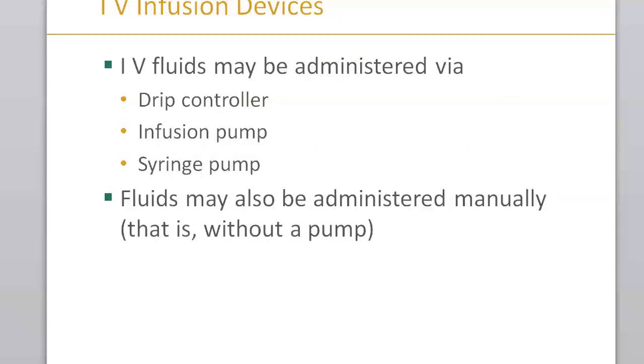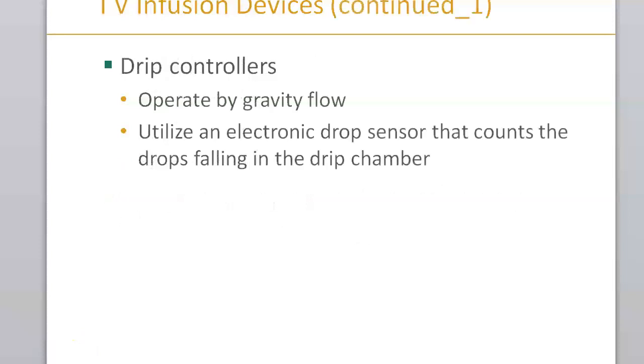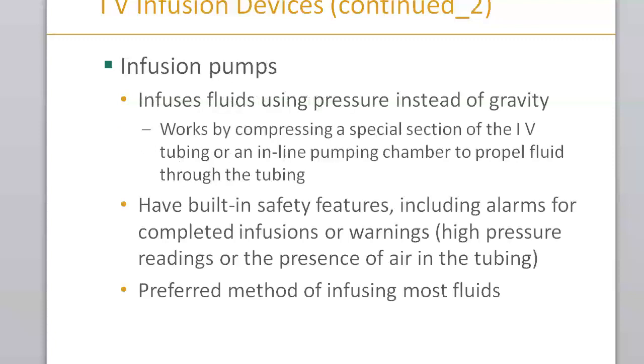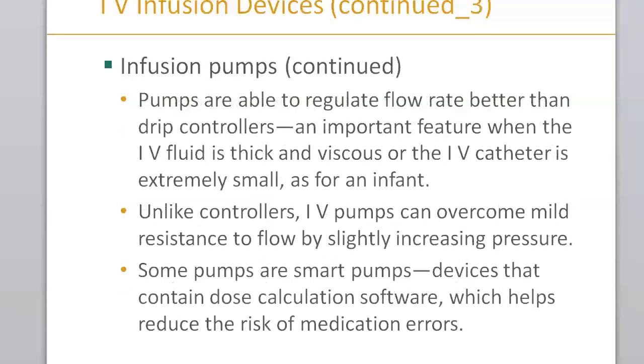So here, your IV fluids may be administered via drip controller, infusion pump, syringe pump, and fluids may also be administered manually. That is without a pump, and that's when you would count drops per minute. And this goes on to talk about your drip controllers, your infusion pumps. I'll let you go over these on your own. And then, like I said, we're going to work with those when we get you into the lab so that you're familiar with this equipment.